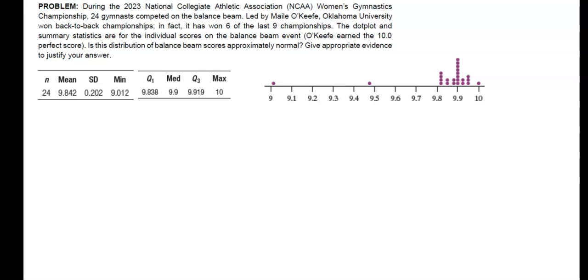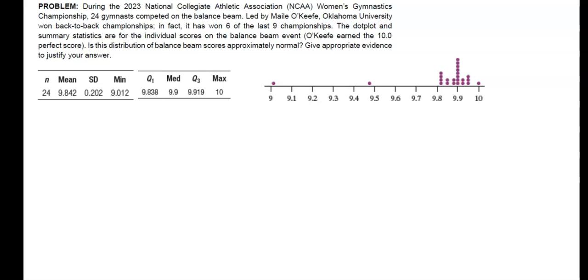Finally, the last question. During the NCAA Women's Gymnastics Championship, 24 gymnasts competed in the balance beam, led by a person from Oklahoma University, who won back-to-back championships, won 6 of 9. I didn't know that. So the dot plot and summary stats for the individual team balance event are there. O'Keefe earned a 10, a perfect score. I see her. I don't know if she's an outlier, but she's close. There's some outliers on the left for sure there.